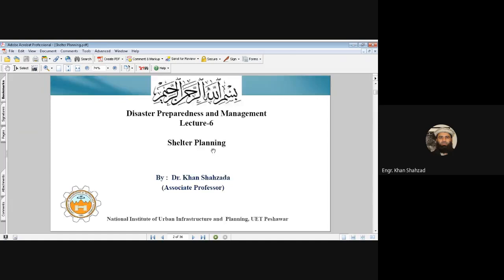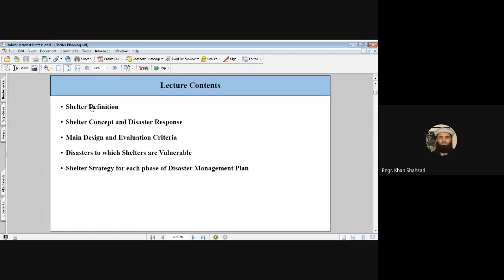So today we will be talking about the shelter, that how we can define the shelters. Then what is the concept of shelters and disaster response? Main design and evaluation criteria for shelters, disasters to which these shelters are vulnerable, and the shelter strategy for each phase of disaster management plan. So let's talk about shelter.